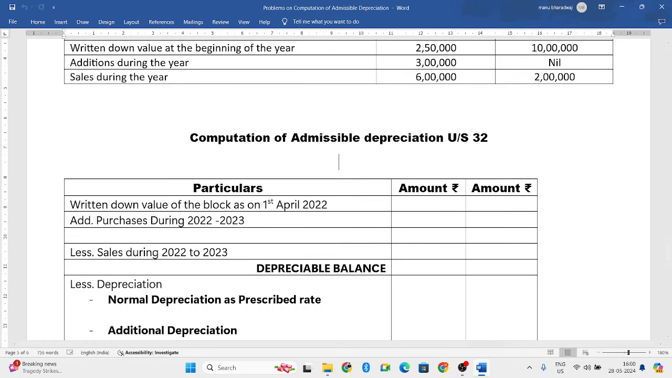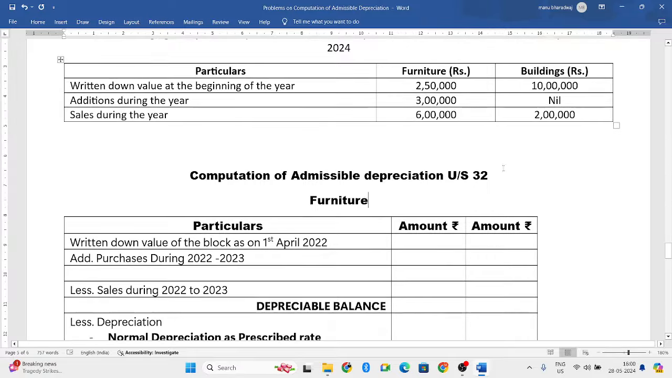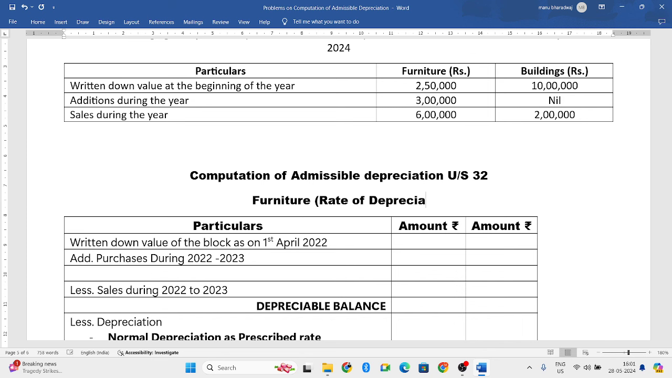So you have to compute the admissible depreciation. First you write the name of the asset. So first let us calculate for furniture. The rate of depreciation for furniture they have not given in the question. When they have not given it in the question, you have to know the standard rates of depreciation. The rate of depreciation for furniture is 10%.